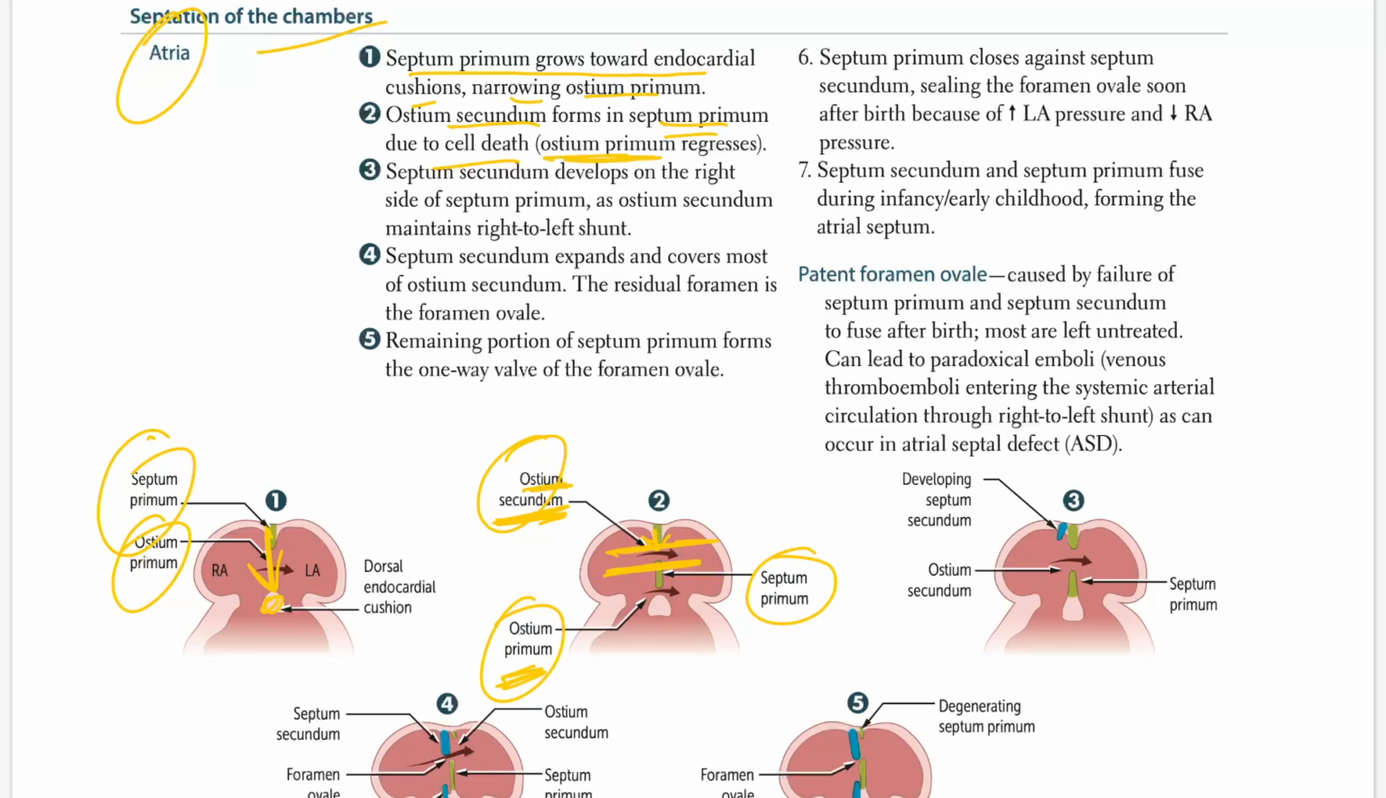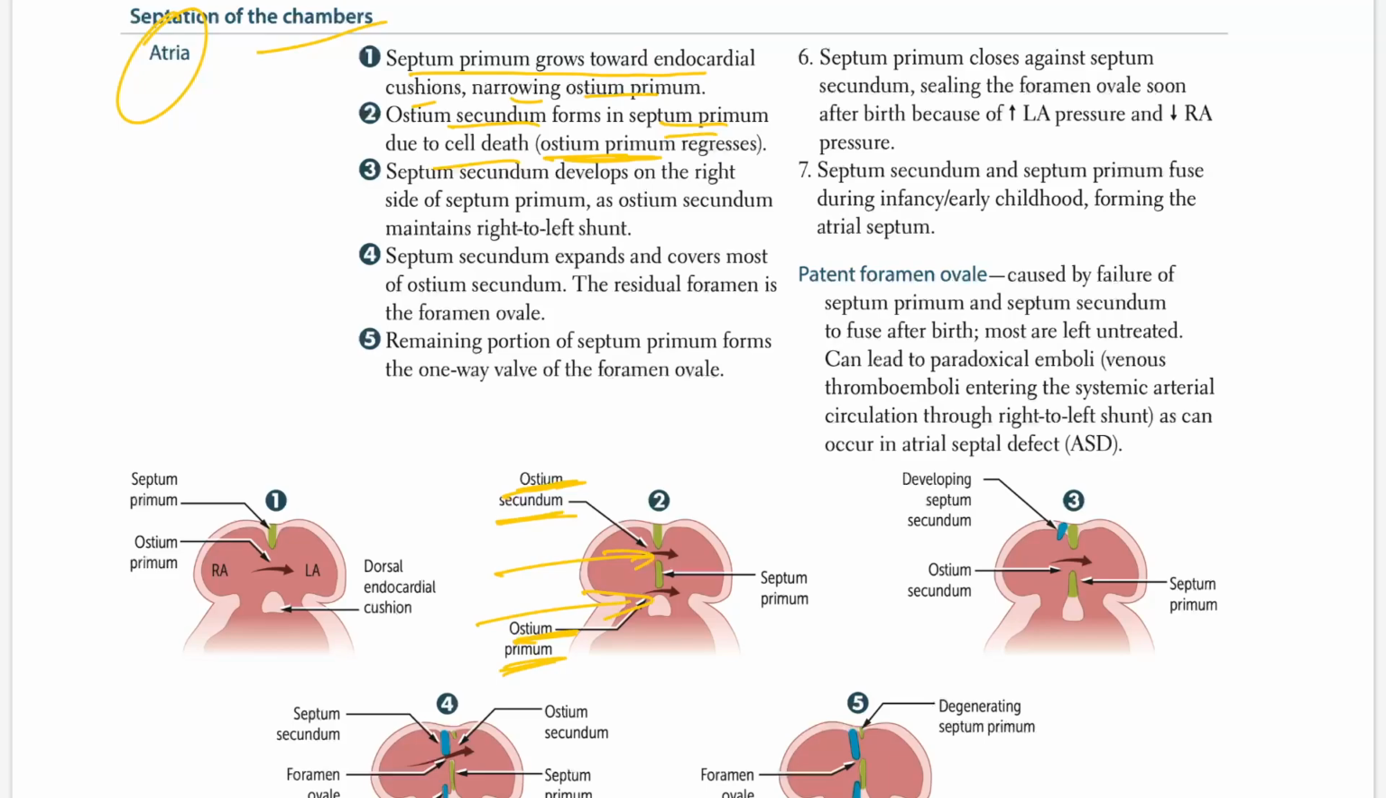So let's just call this septum primum, which is going towards the endocardial cushion. While it was going there, the first thing it is trying to close is the ostium primum, but while it was going there, it itself had some programmed cell death in the septum primum that opened up a new pathway. We call it ostium secundum. Ostium means an opening. Septum is a septum. So remember the vocab here. Ostium secundum and ostium primum. Two openings.